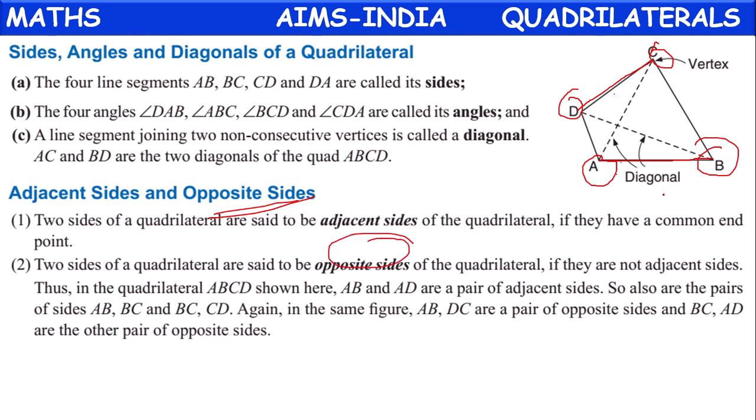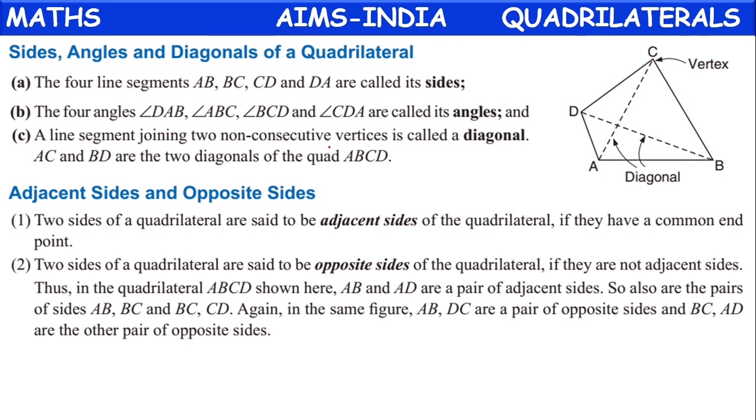In the quadrilateral, AB and AD are adjacent sides, but AB and CD are opposite sides. So AB and AD are called a pair of adjacent sides. In the same way, AB, BC is a pair of adjacent sides; BC, CD is a pair of adjacent sides; CD, DA is a pair of adjacent sides. In the same way, AB, CD is a pair of opposite sides, and BC, AD is a pair of opposite sides.